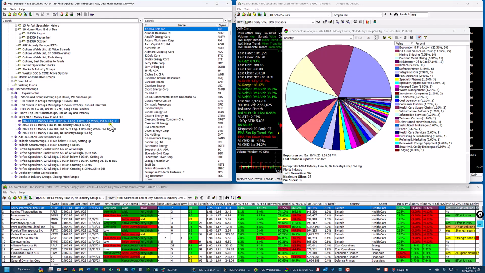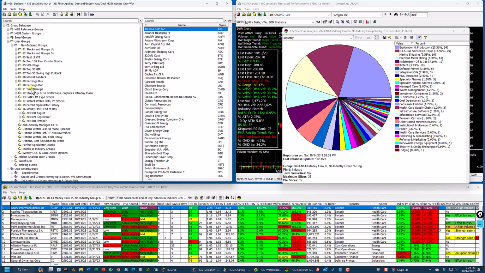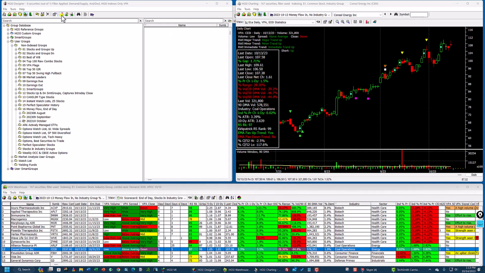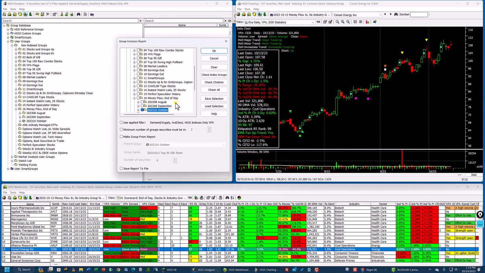Now, this is 1 day, and I capture these every day up here in my non-index groups. I told you that already. What I'm going to do here is open the group inclusion report, and I'll just start with October, and these are money flow in and out. I'm just going to select everything, and we'll check children on this. What I'm looking to do is to see if there's consistency in money flow in and out, which stocks and groups come up the most. So I'm just going to go ahead and run this.